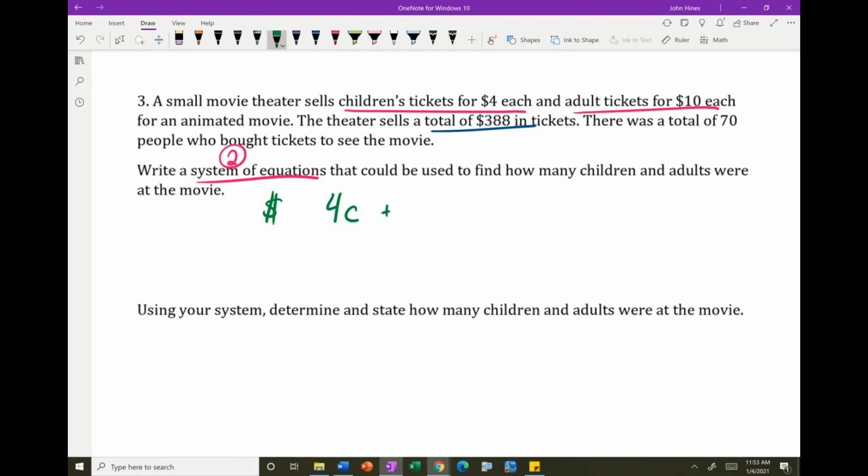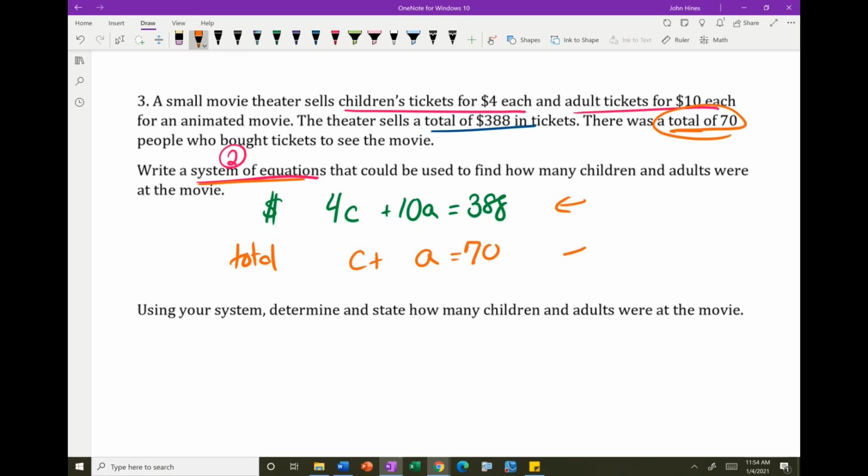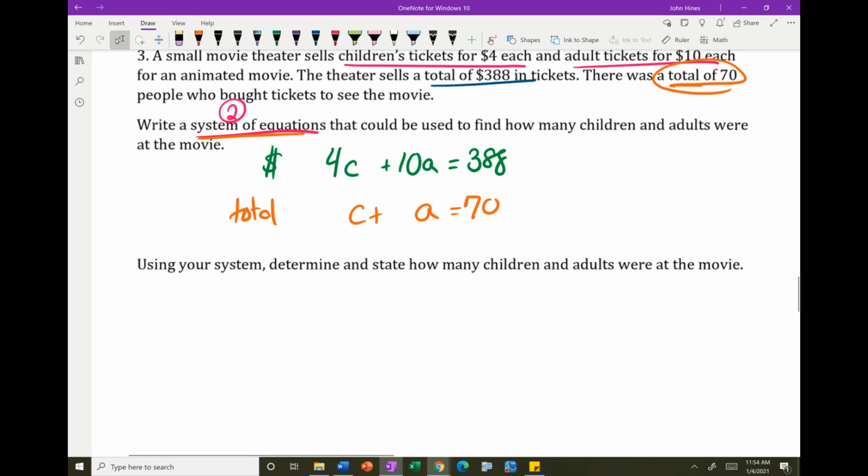$4 a child and $10 for each adult gives me $388. There's all my money. $4 a kid plus $10 an adult gives me $388. Then I tell you there's a total. This is your separate equation. This is your total equation. Your total equation has nothing to deal with money. Children plus adults has to give me 70. This is your total. So when we write systems of equations, this is one popular setup of a problem where you have a money equation and then you have a total equation following it. Determine how many children and adults are at the movie.